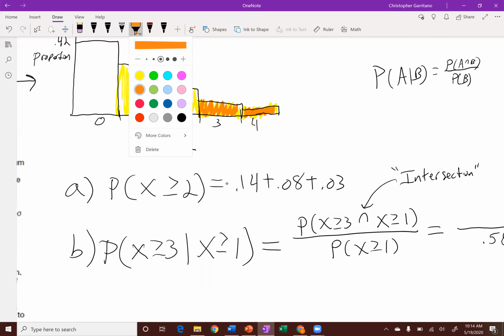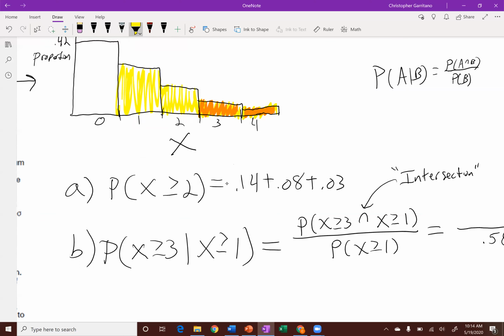So the probability that x is greater than or equal to 1 and x is greater than or equal to 3 actually boils down to simply being equal to the probability that x is greater than or equal to 3, right? Because again, these are the only two bars. Oops, let me get the regular pen. These are the only two bars that contain both the yellow highlighter and the orange highlighter, meaning those are the only two bars where these two events intersect.